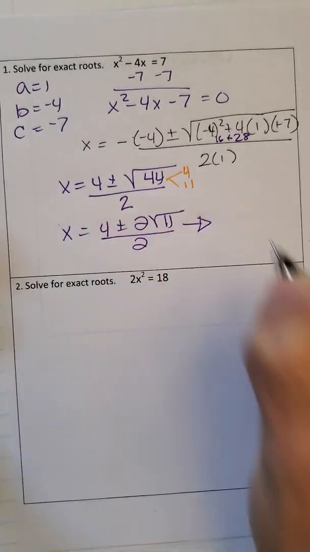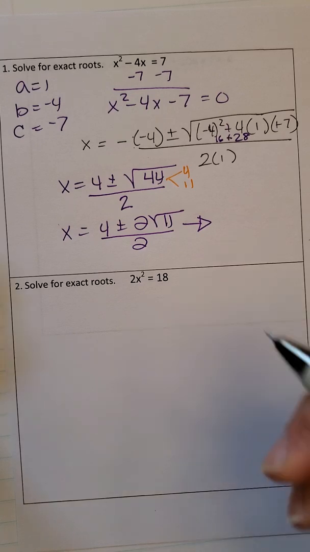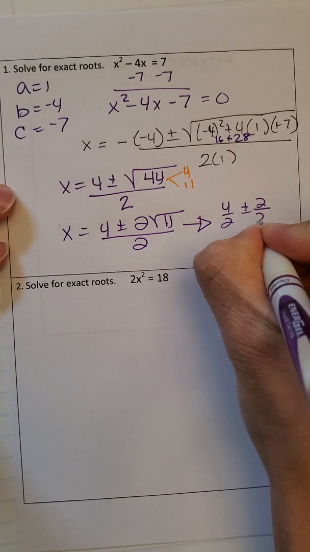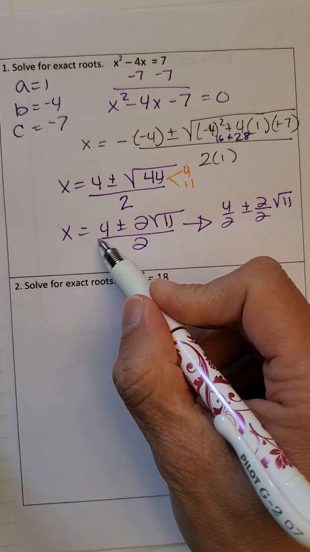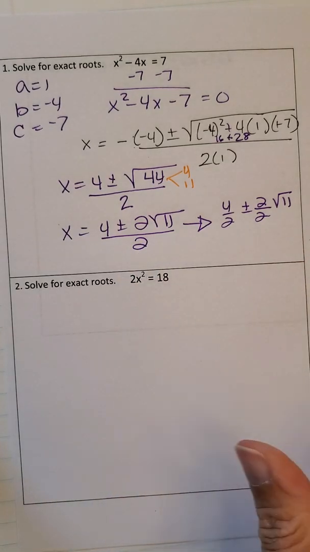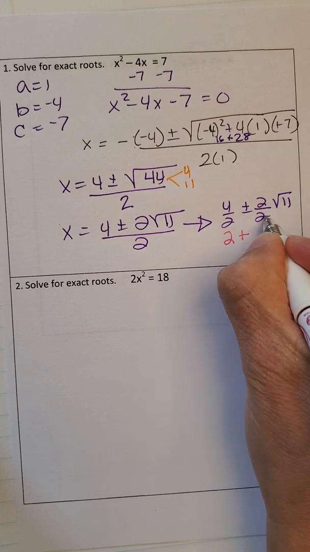Now I'm going to take this a step further and simplify it a little bit for you. So I'm going to break up that fraction. When you break up a fraction that has 2 parts in the numerator, you have to put that denominator with both parts. So I'm going to say 4 over 2 plus or minus 2 over 2 radical 11. Notice how I split that up. That's important because some people want to cancel these 2 and then they forget, hey, you had to cancel that one too. That's why I split it up for you, because that can get confusing. So 4 divided by 2 is 2. This is 1.